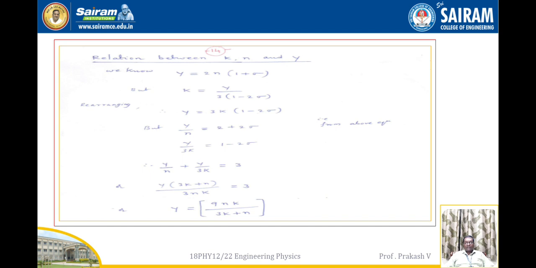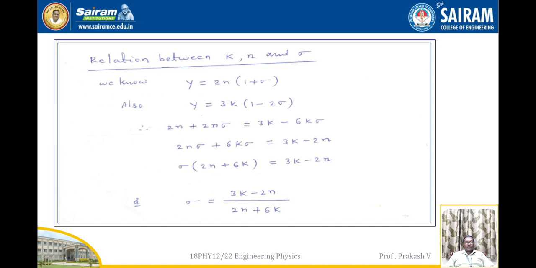Now the relation between K, N and sigma. So here we are having Y is equal to 2N into 1 plus sigma and Y is equal to 3K into 1 minus 2 sigma. So finally after simplification we are going to get sigma is equal to 3K minus 2N divided by 2N plus 6K.